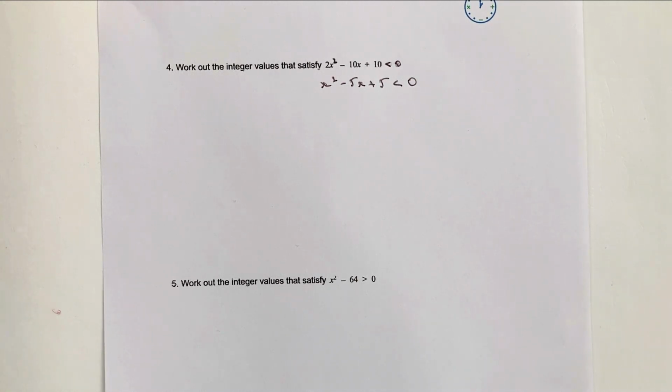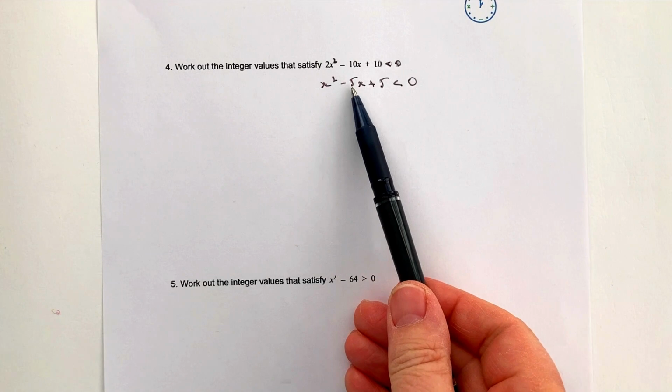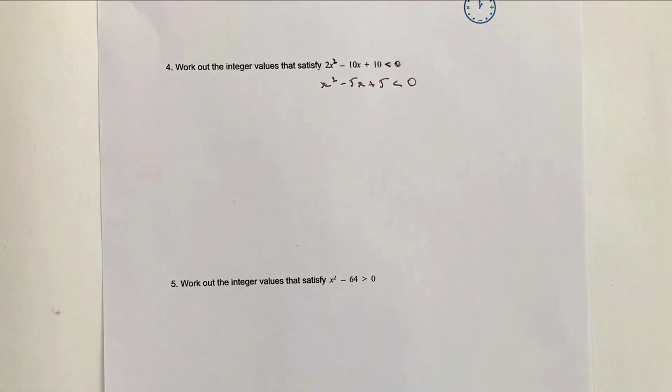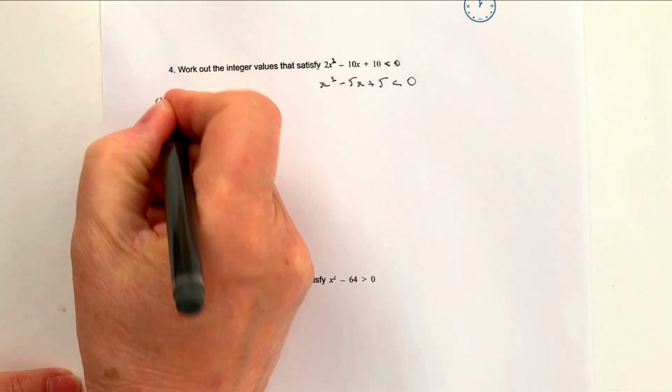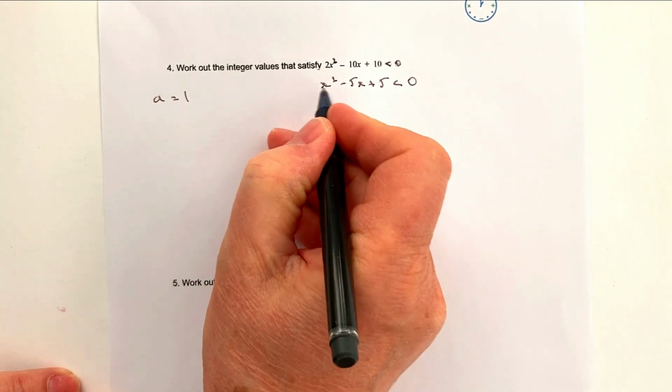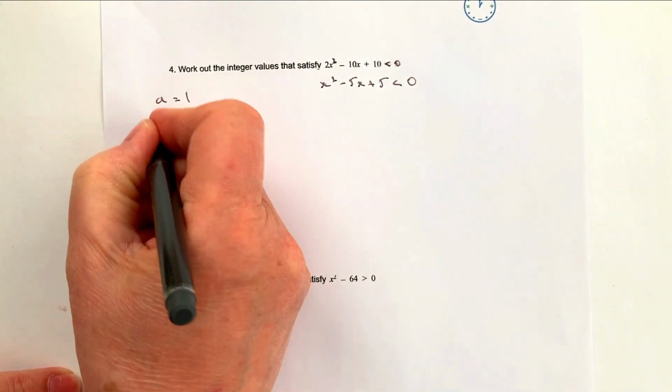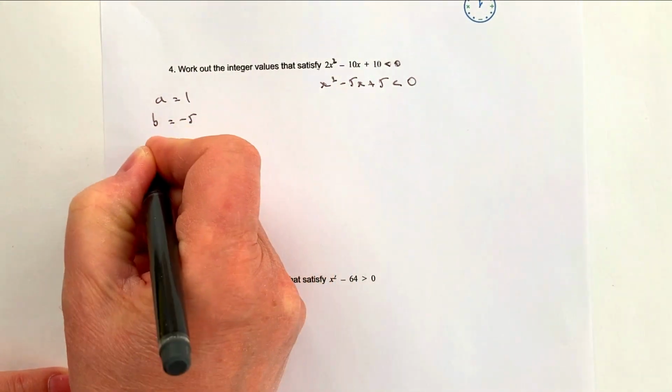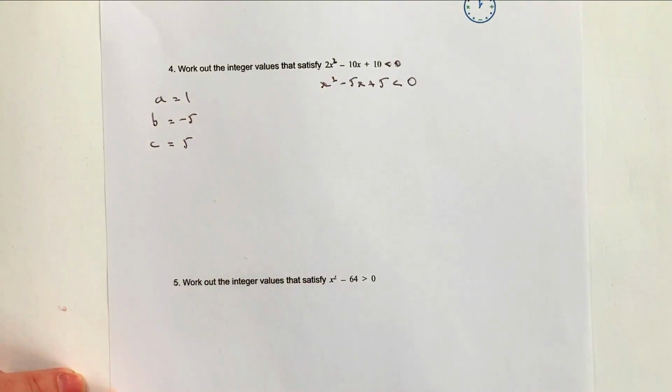I tend to shy away from it a bit where you've got an odd number, you're going to divide it by 2. So in this particular case, I'm going to recognize that I'm going to use the quadratic formula. It's just kind of easier. This would be a calculator type question. So what we can say is that a equals 1, in other words, the coefficient of x squared is 1. b equals minus 5 and c equals positive 5.